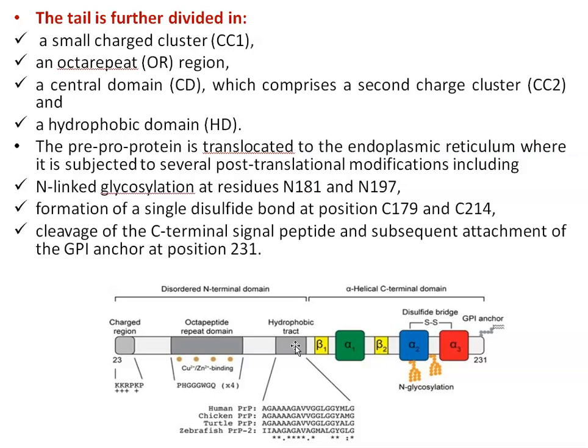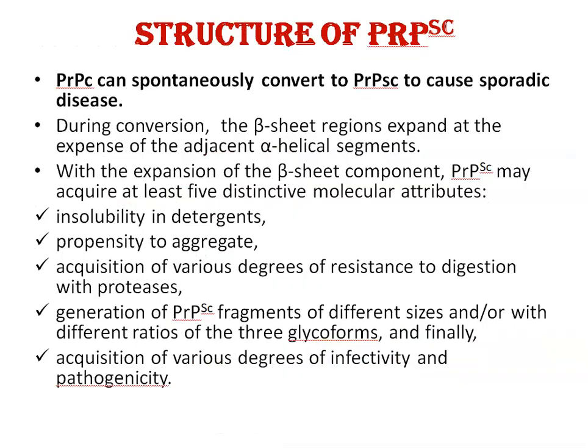The pre-protein is then translocated to the endoplasmic reticulum, where it is subjected to several post-translational modifications, including N-linked glycosylation at residues N181 and N197. Then you can see here the formation of a single disulfide bond at positions C179 and C214. Then cleavage of the C-terminal signal peptide and subsequent attachment of the GPI anchor at position 231. So this is the structure of the tail.